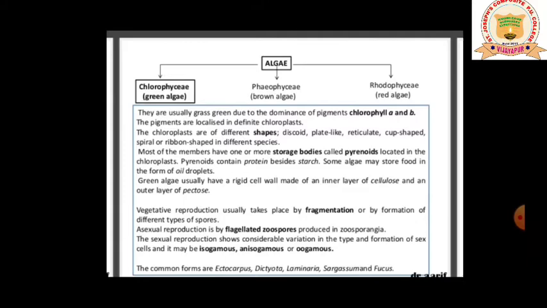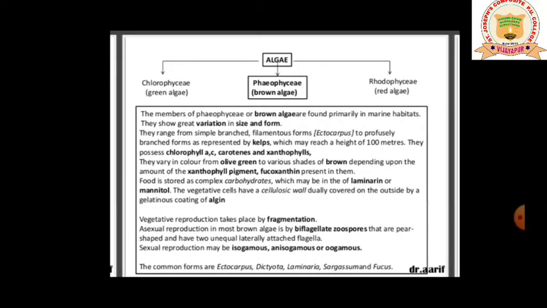Coming to the Phaeophyceae, the second class of algae, commonly known as brown algae, containing pigments chlorophyll A and C and fucoxanthin. Fucoxanthin and chlorophyll A and C are the pigments which are responsible for giving the brown color to the Phaeophyceae, and the stored food material in Phaeophyceae is mannitol or laminarin.